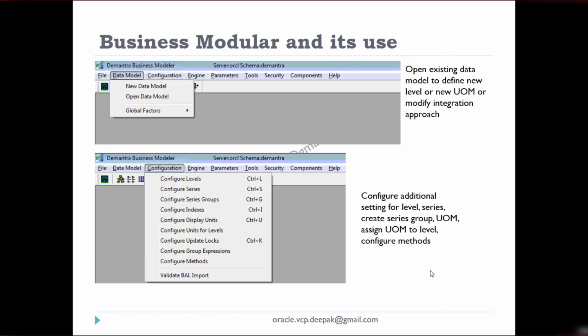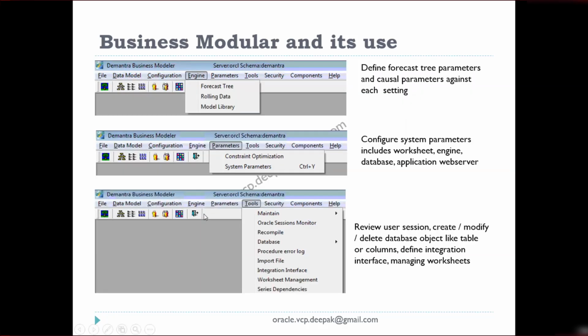Then the next tab is the configurations. In the configurations, you can configure the level. We have seen in our level sessions that once we define a level, we have to define some additional parameters. That can be done from here. Configuration levels, configuration series. Then we can define a series group, which means you can create one group where you can club all the series.